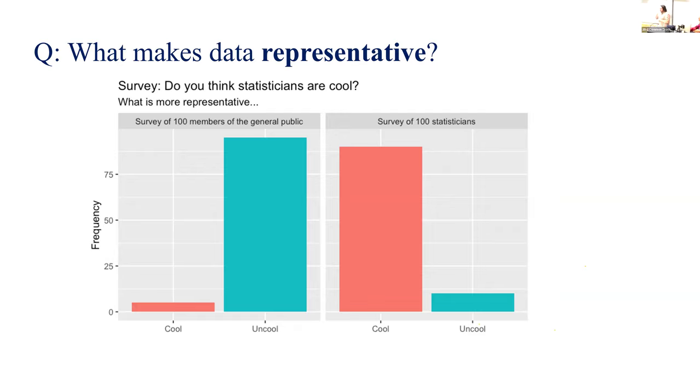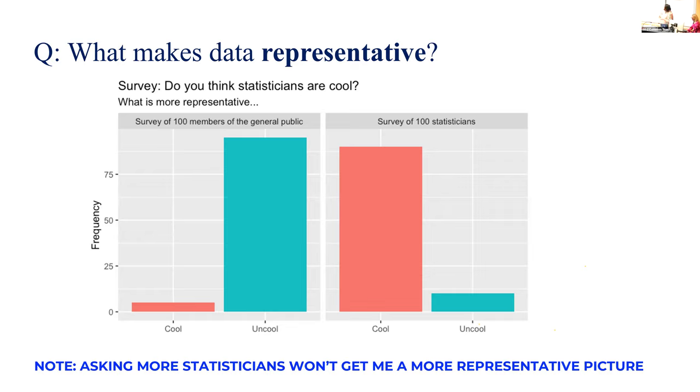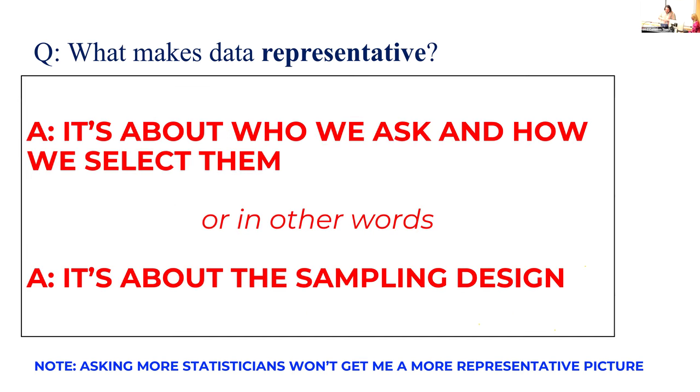Who thinks statisticians are cool? Well, if you ask 100 statisticians, they probably think we're quite cool, right? And I think I'm quite cool. But if you ask the general public, probably not, right? I think the important point here is asking more statisticians won't give me a more representative sample. It makes a difference who it is you ask and how you selected them. So, answer, it's about who you ask, how we select them, or in other words, it's about sampling design, right?